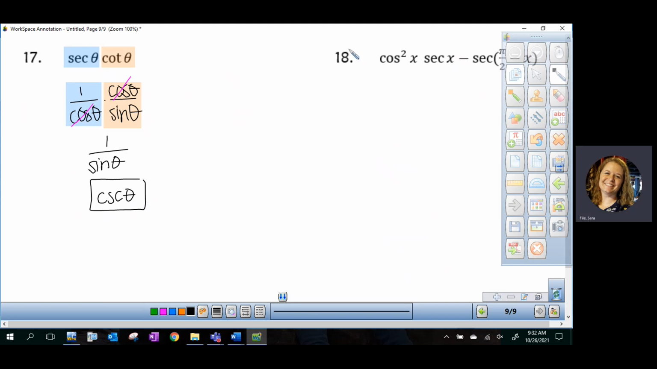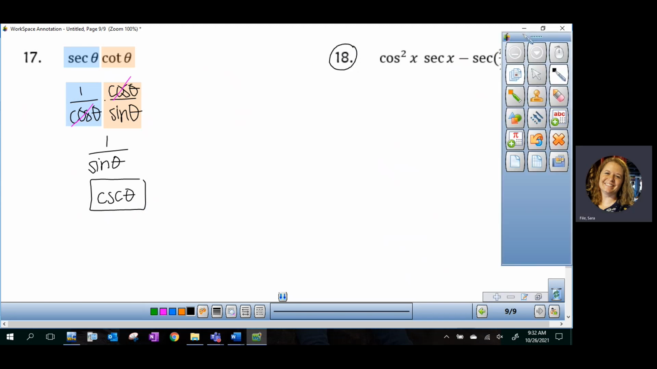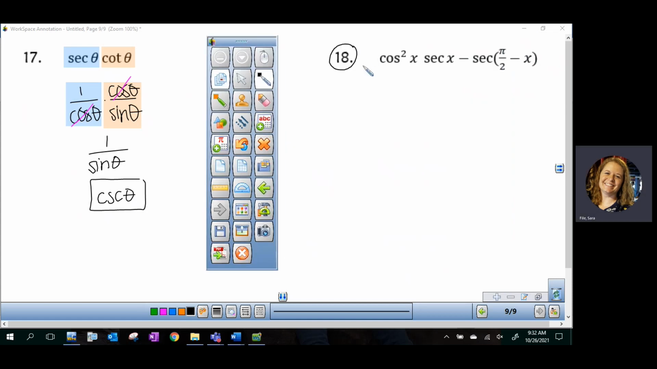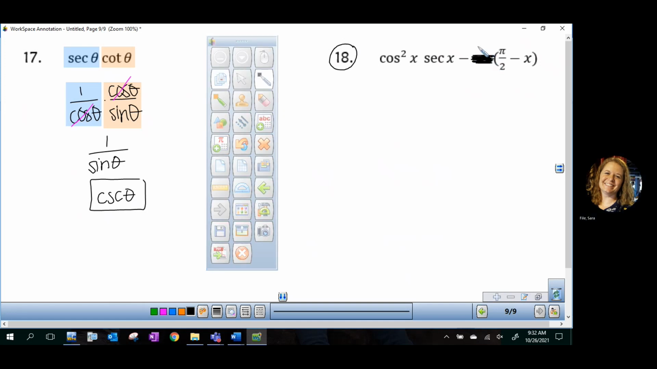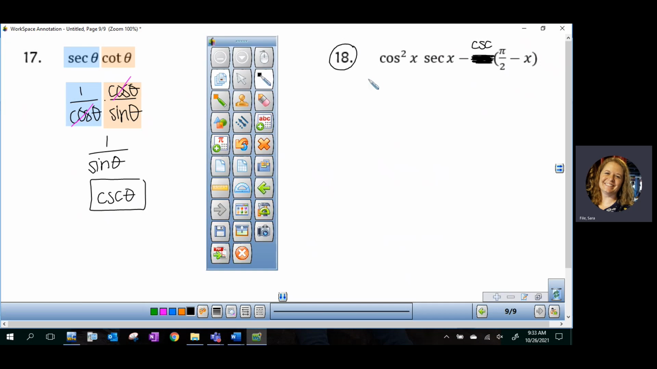All right, now this next one, again, on your paper, it says 16 again. This was the last one I found that had a mistake, a typo in it that was not intended. I want you to change this secant to cosecant. Okay, so fix that on your papers. It's going to make this much easier to simplify, make more sense.